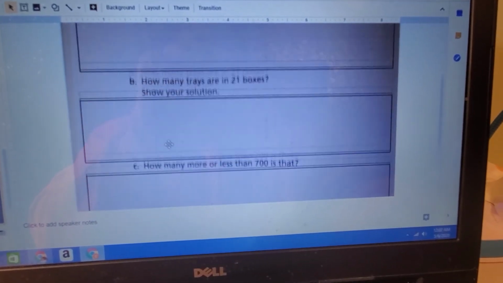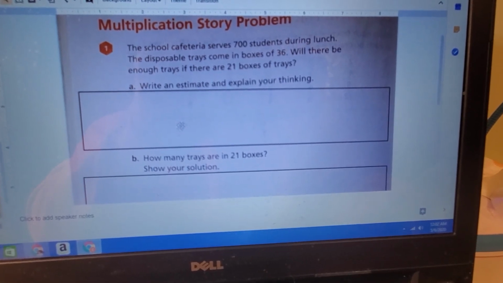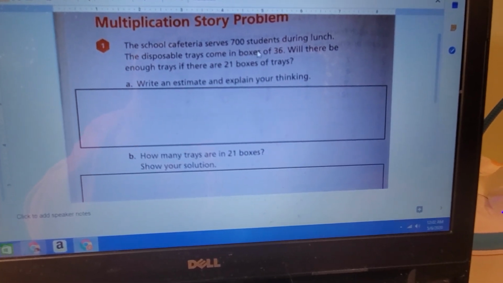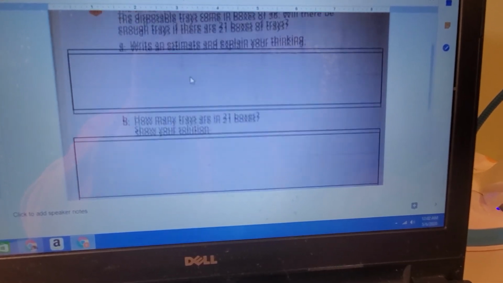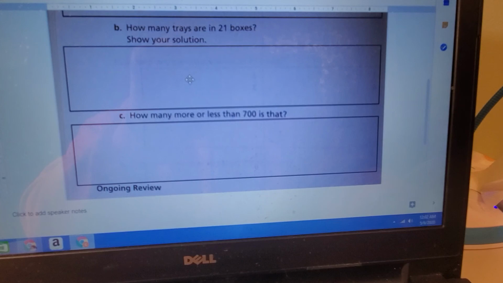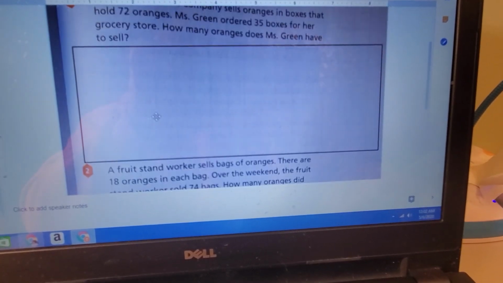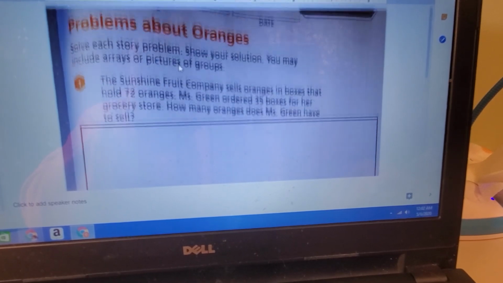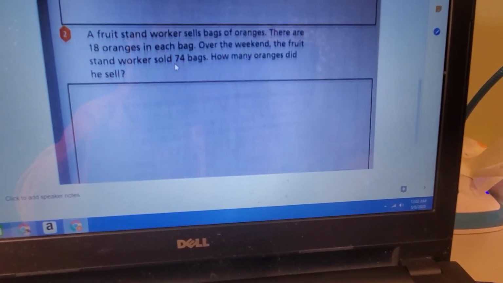Okay, this page, same thing, except you're dealing with 700 students, and they buy trays that come in boxes of 36. Will there be enough trays if there are 21 boxes? So you do the same 3 steps. And then the final page, you just solve it. Your problems about oranges, you just solve it just like you've done using the clusters.